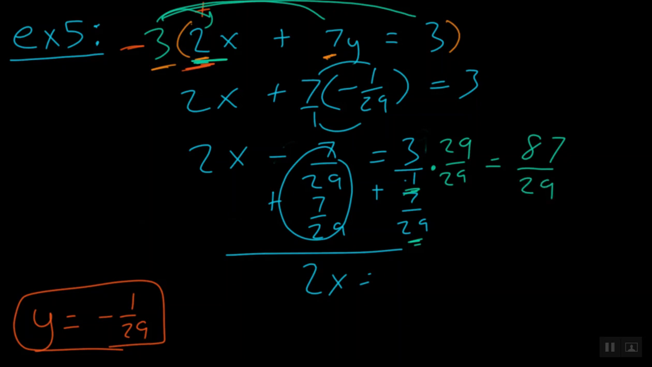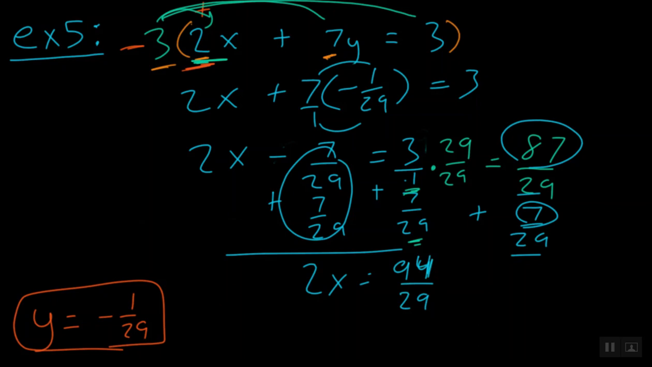And then, of course, we were adding this with that plus 7 over 29. And now that I have a common denominator, I can add them. And what is 87 plus 7? Well, that's going to be 94 over 29.